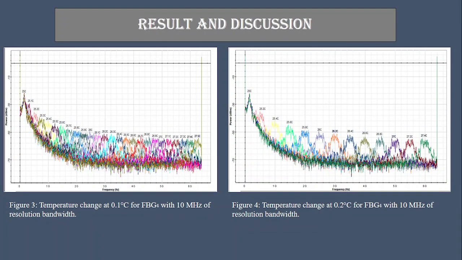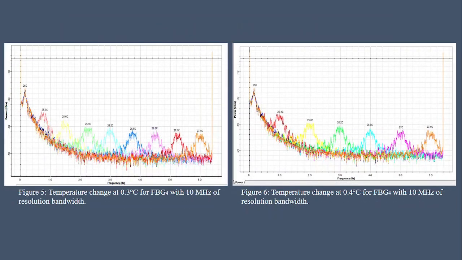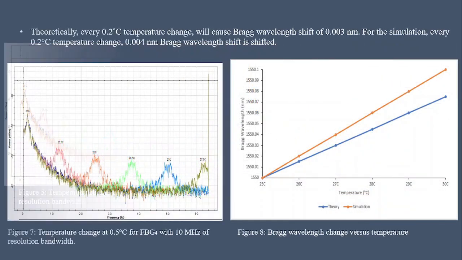For result and discussion, figure 3 is for temperature change at 0.1 Celsius, figure 4 is temperature change at 0.2 Celsius, figure 5 temperature change at 0.3 Celsius, figure 6 temperature change at 0.4 Celsius, and last is figure 7 temperature change at 0.5 Celsius. As we can see, the best resolution is a temperature change of 0.1 Celsius.